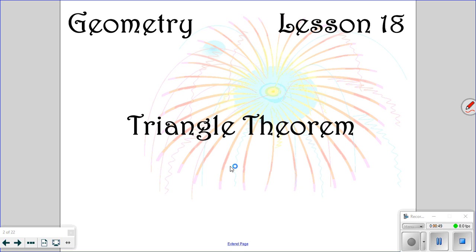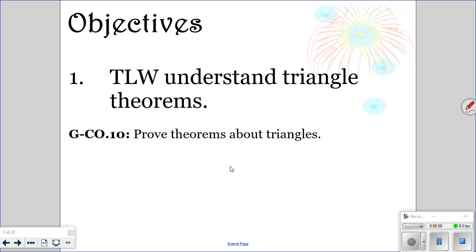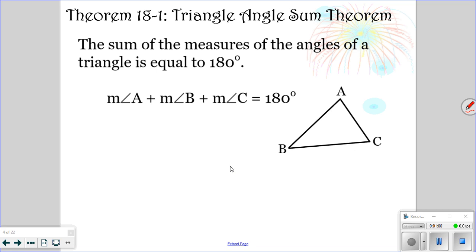We're looking at lesson 18 today. We're going to be looking at the triangle theorem. So hopefully you'll understand some triangle theorems after we get through this lesson. So we're going to start off with theorem 18.1. It's called the triangle angle sum theorem. You may already be aware of this, I hope you are anyway, that the sum of the measures of the angles of a triangle is always equal to 180 degrees. So the measure of angle A plus the measure of angle B plus the measure of angle C equals 180 degrees.